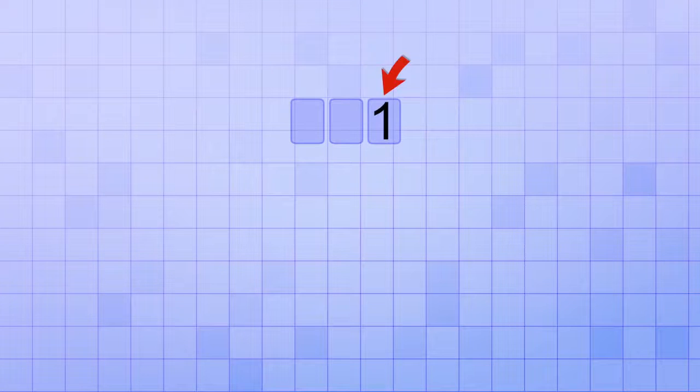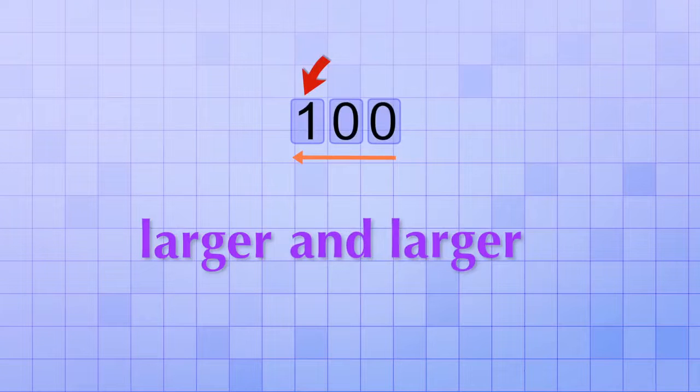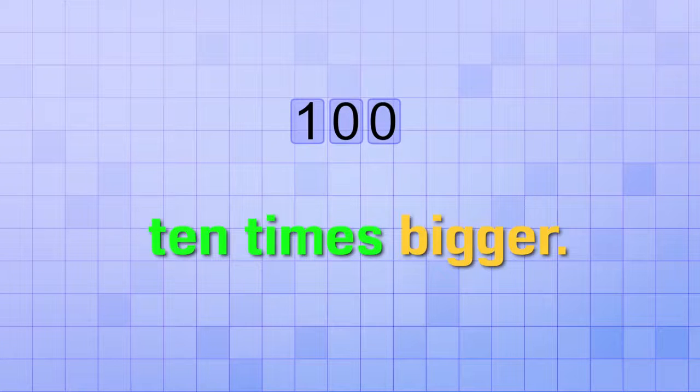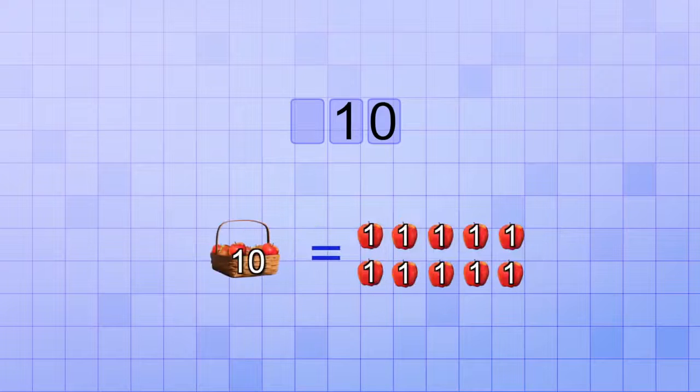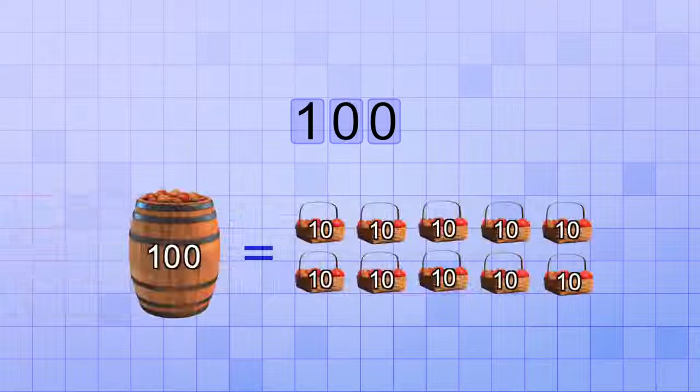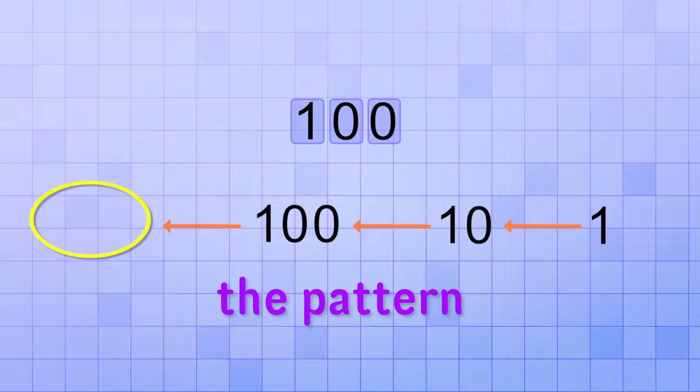That's important because number places are always arranged in the exact same order. Starting with the ones place, as you move to the left, the number places represent larger and larger amounts. And did you also notice that each new number place represents groups that are exactly 10 times bigger than the previous number place? 10 is 10 times bigger than 1, and 100 is 10 times bigger than 10. That's really important because it helps us see the pattern for even bigger number places.